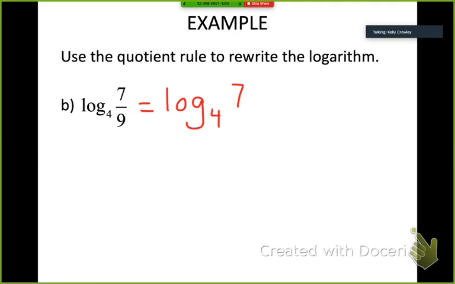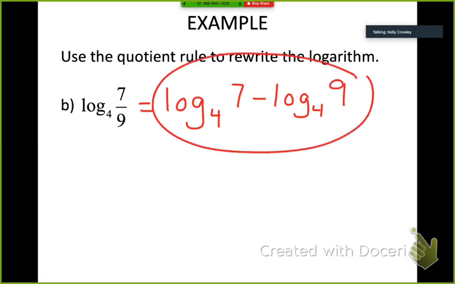Okay, so log base 4 of 7, and then you would subtract from that log base 4 of 9. And then that would be your expanded form.